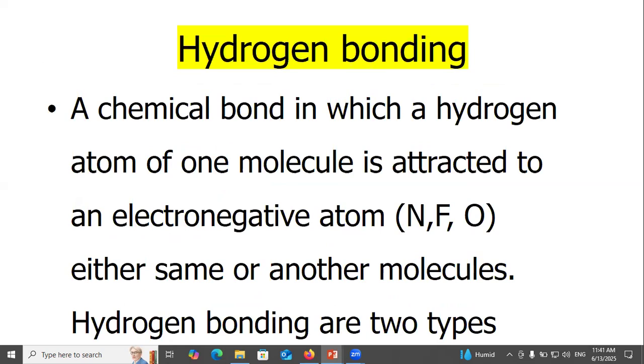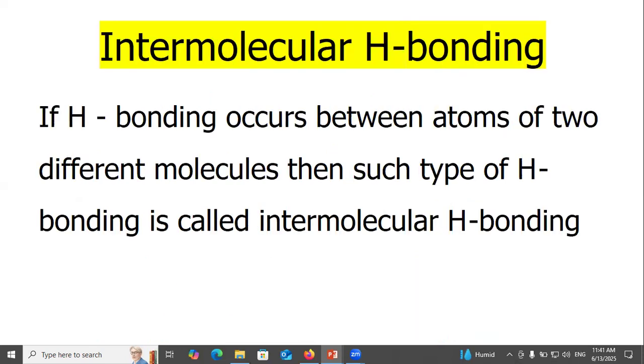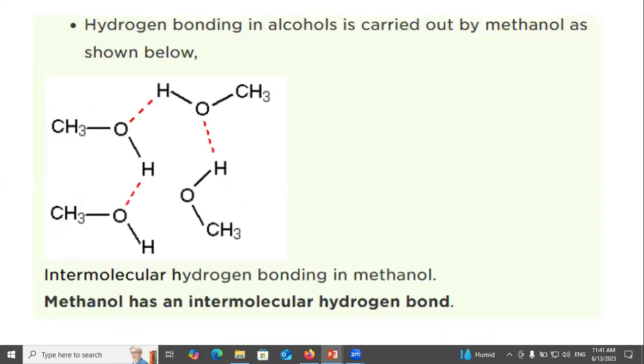Hydrogen bonding: a chemical bond in which a hydrogen atom of one molecule is attracted to an electronegative atom, nitrogen, fluorine, oxygen, of the same or another molecule. Hydrogen bonding is of two types. Intermolecular hydrogen bonding: if hydrogen bonding occurs between the atoms of two different molecules, then such type of hydrogen bonding is called intermolecular hydrogen bonding. Hydrogen bonding in alcohols is carried out by methanol as shown; this is the intermolecular hydrogen bonding of methanol.